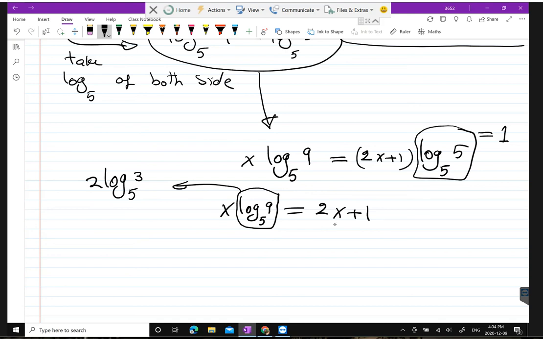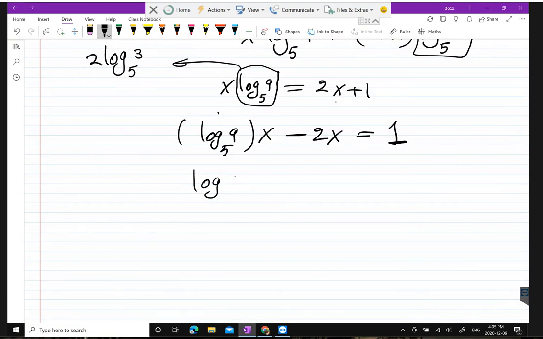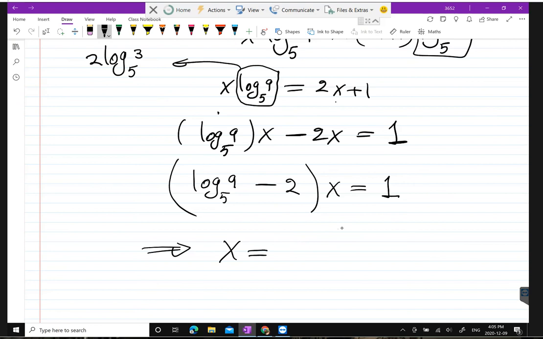So what is the solution? Bring all x to one side, and then you will get logarithm of 9 base 5 times x minus 2x is equal to 1, right? And now take x out, so logarithm of 9 base 5 minus 2, times x is equal to 1. And therefore you can find x. x is equal to 1 over logarithm of 9 base 5 minus 2.